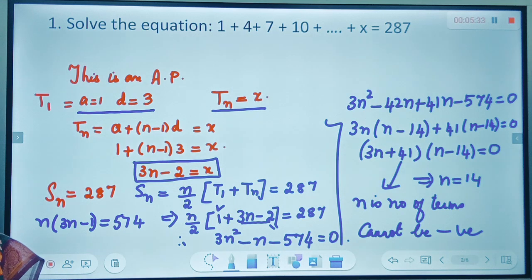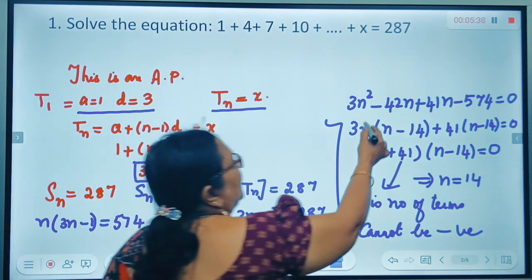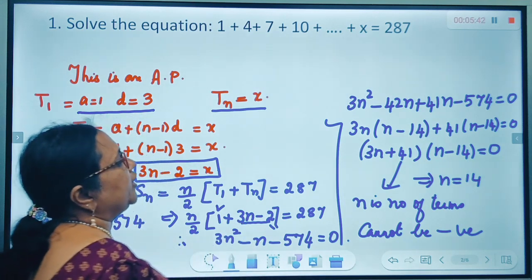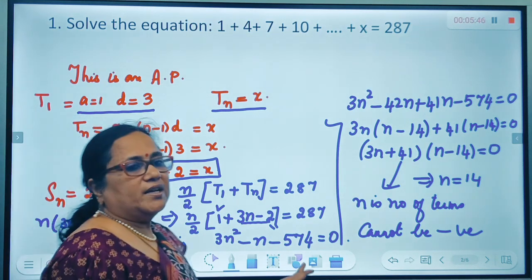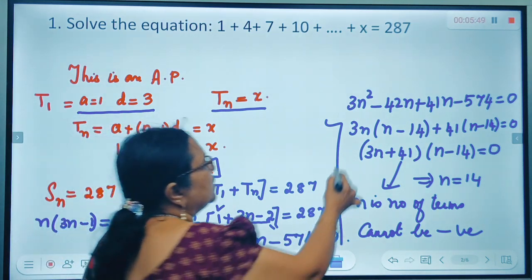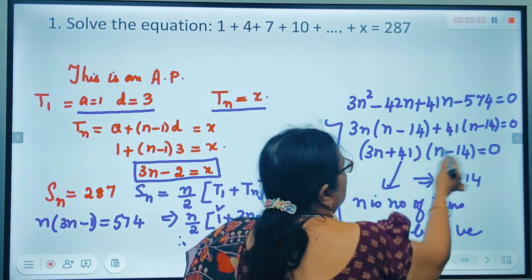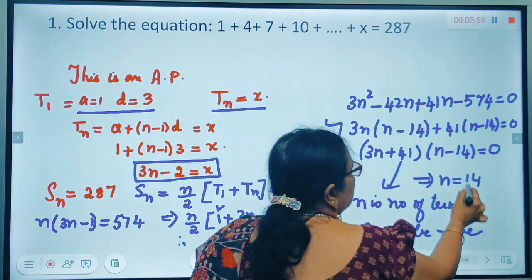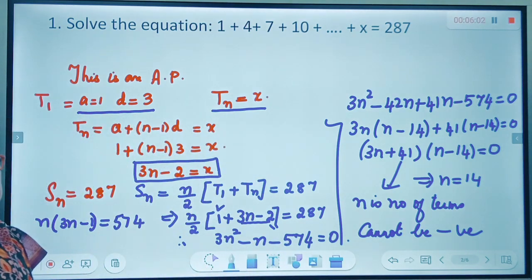You have to actually find out what the factors are. Try a few by trial and error. You can find that minus 42 plus 41 is minus 1, and 42 into 41 is 574. So 3n into n minus 14 plus 41 into n minus 14 is 0. So 3n plus 41 into n minus 14 is 0, which means n is 14. n cannot be negative because n represents the number of terms.